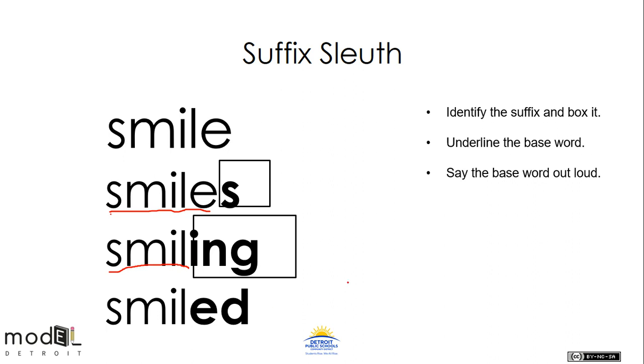Let's try another one. I've boxed the suffix ed, and now I'm going to underline the base word. Let's try it. Smill. That doesn't sound right. But boys and girls, let's remember that we can imagine an invisible E that makes the I say its name. That makes the base word smile. Smile plus ed equals smiled.